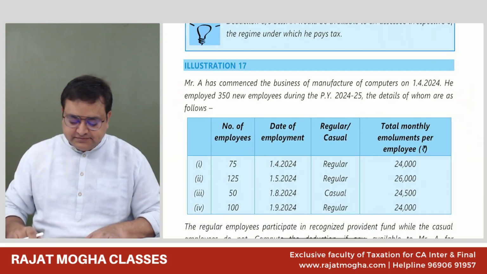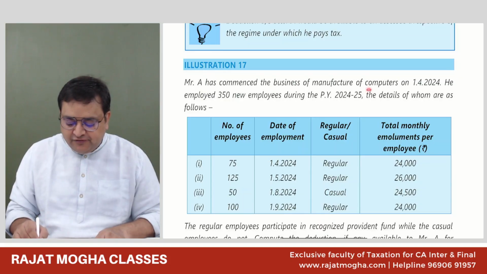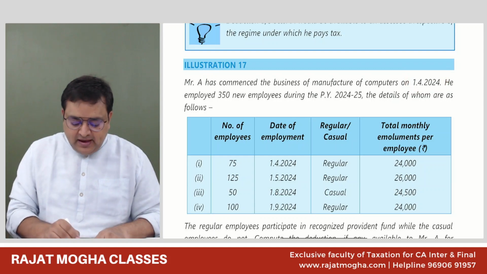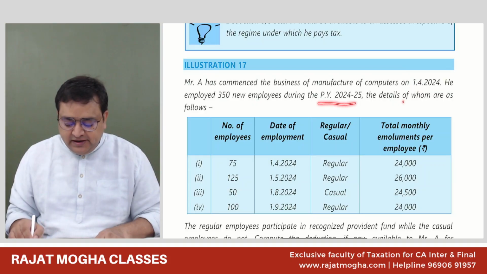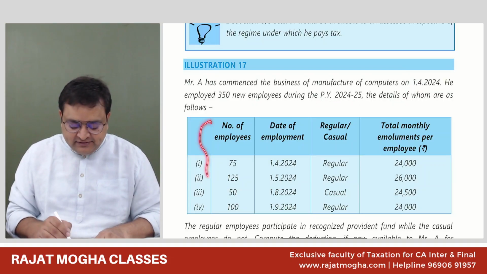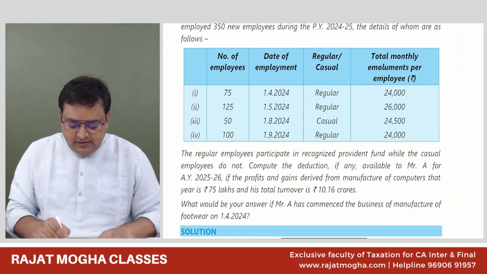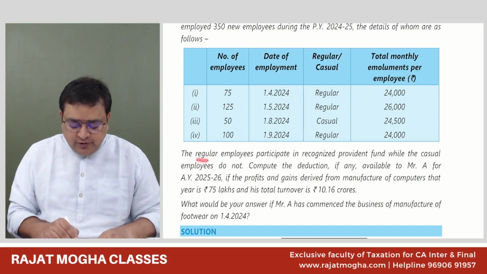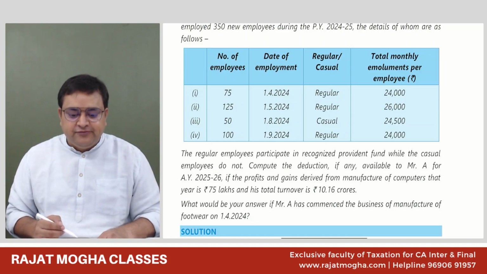It says that Mr. A has commenced the business of manufacture of computers on 1/4/2024. And he employed 350 new employees during the previous year, the details of whom are as follows. So he has employed 350 employees. We'll read the details later. So let us see what we need to do in this question. The regular employees participate in recognized provident fund, while the casual employees do not participate in RPF.